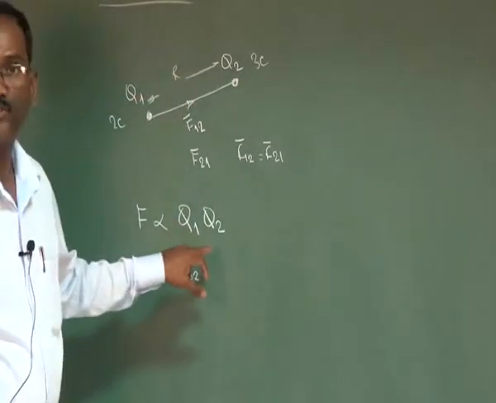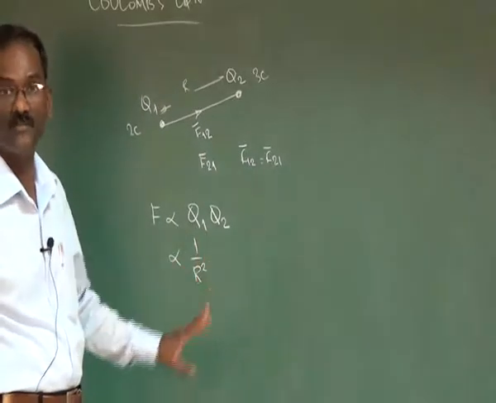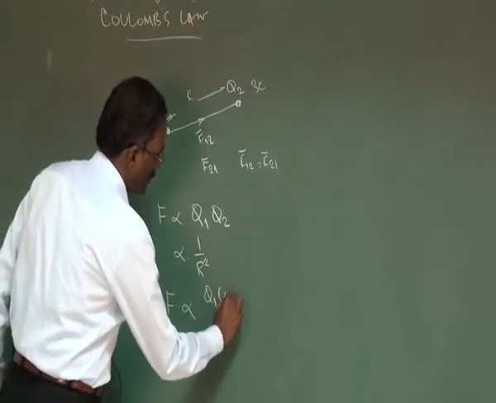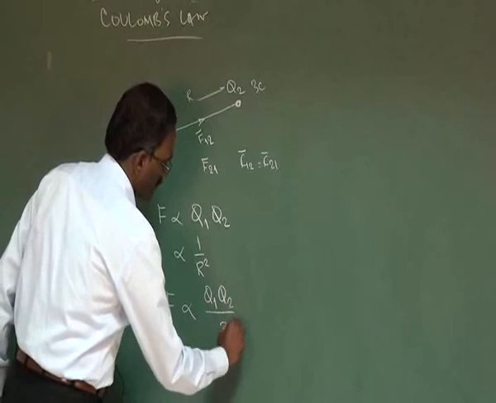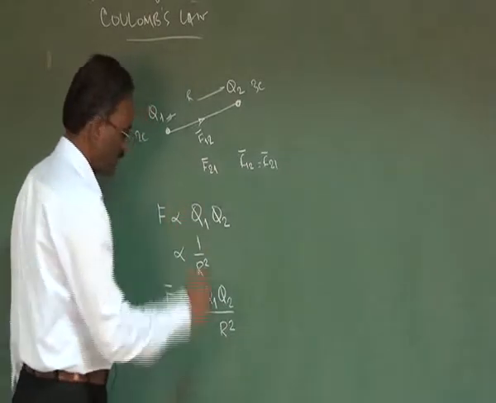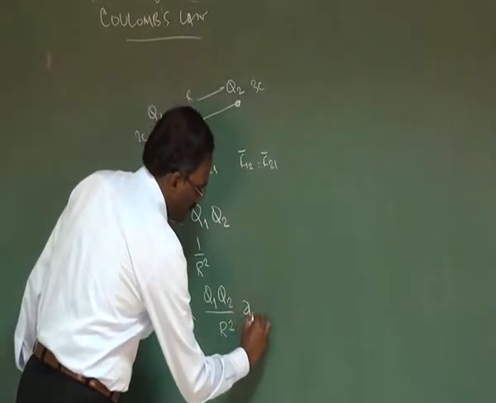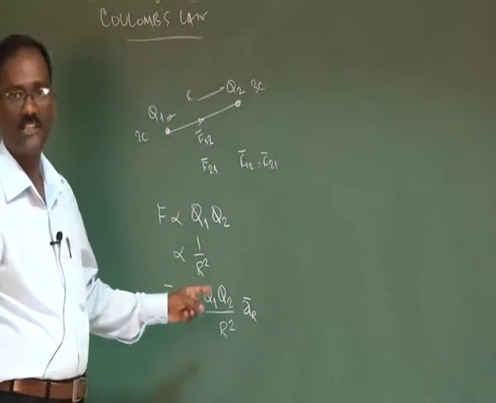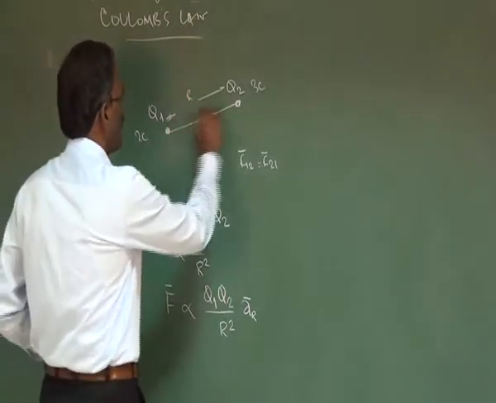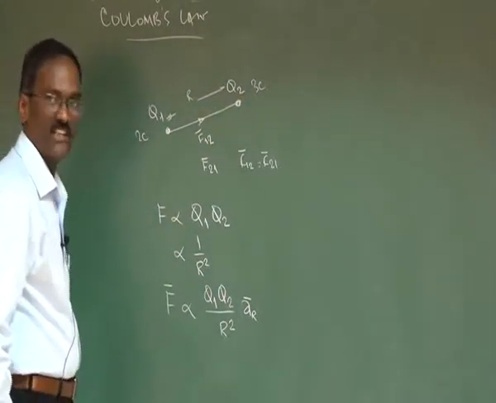It is directly proportional to the product of 2 charges and inversely proportional to the square of the distance between them. So if I combine these quantities, I will write F is proportional to Q1 Q2 divided by R square. I want to write this force as a vector. I will write F bar is proportional to Q1 Q2 by R square AR bar. This AR bar is called unit vector and it gives the direction of the force. The force acts on the line joining these 2 charges. So F bar is proportional to Q1 Q2 by R square AR bar.